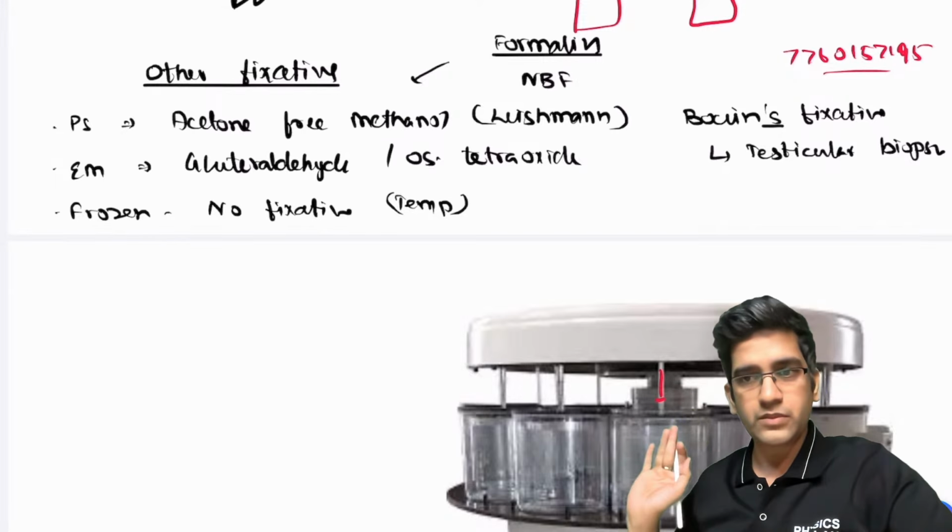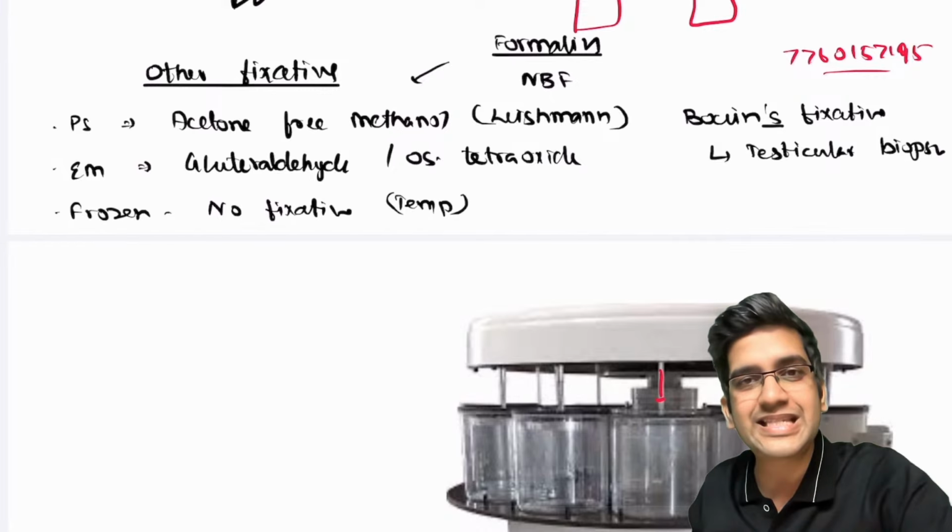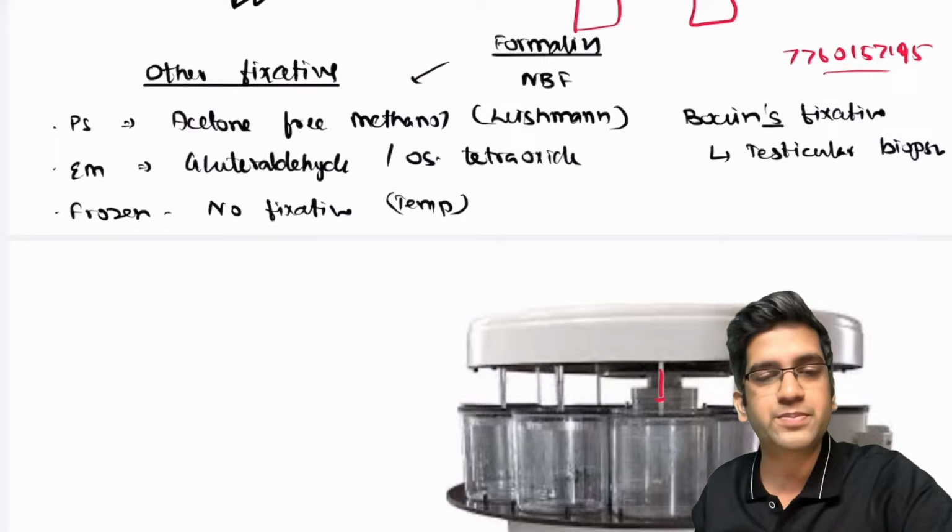Perfect. Done. Okay, great. So now we know about the fixatives. So what else is there in the machine? What all steps are required, right?